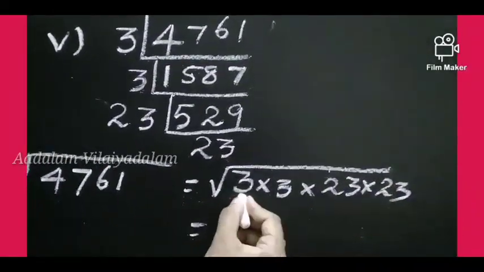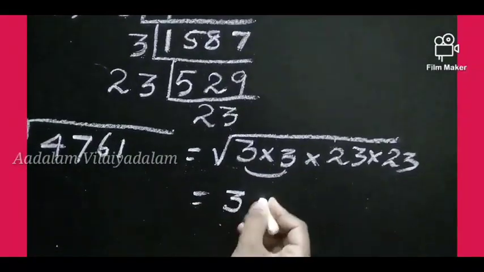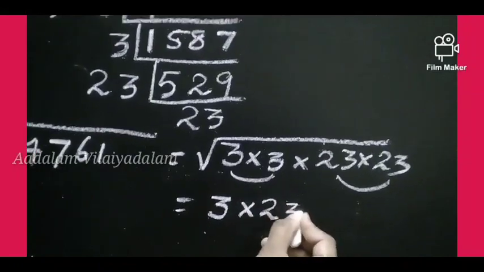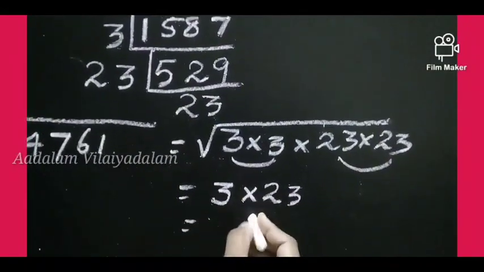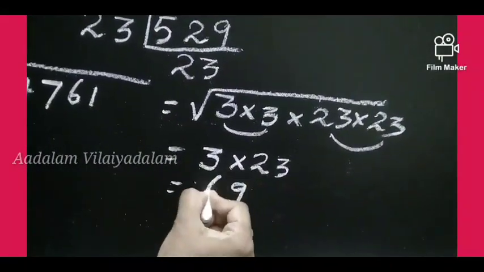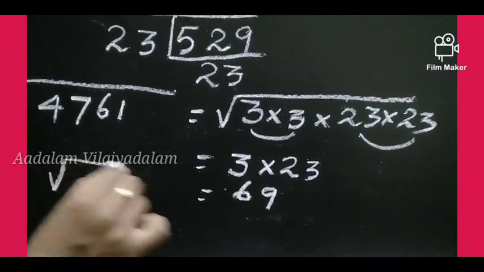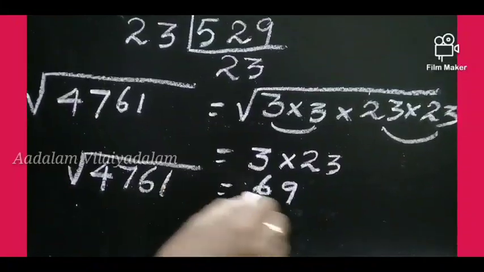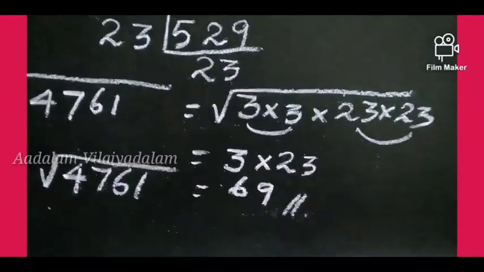So pair of 3 take 1. Here also 23. Now we multiply. 3 3s are 9. 2 3s are 6. So the square root of 4761, the answer is 69.